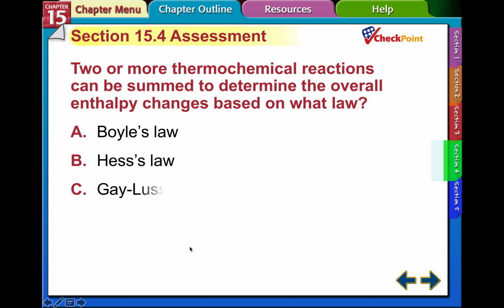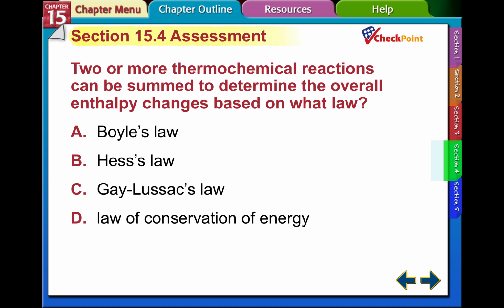Now let's try this one. Two or more thermochemical reactions can be summed to determine the overall enthalpy changes based on what law? Pause now if you need more time. If you guys got this wrong, I'd be very shocked, because two of these deal with gases and the other one deals with energy in whole. So, if you figured out what I'm talking about, you should have gotten Hess's law.